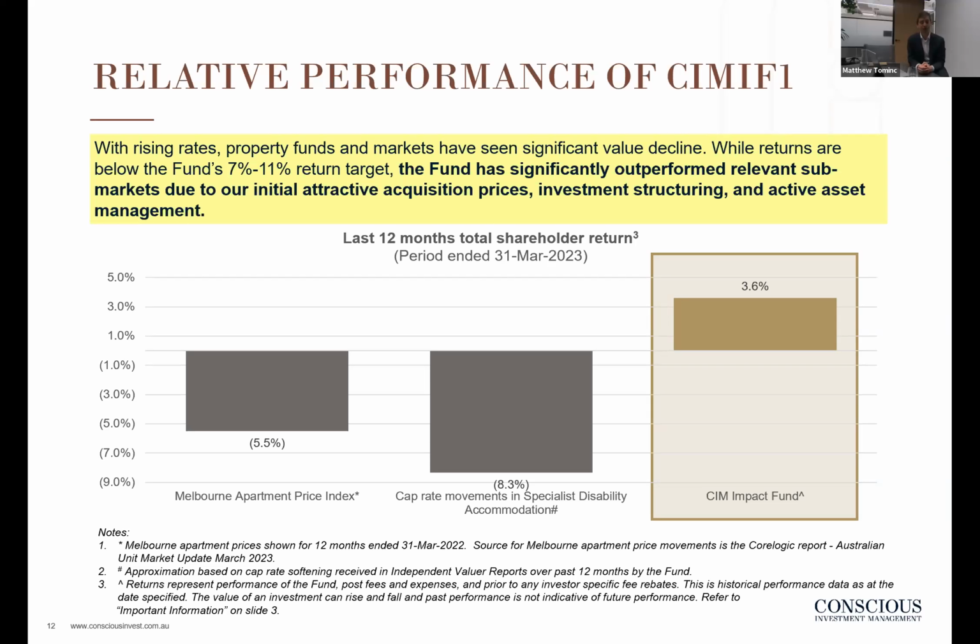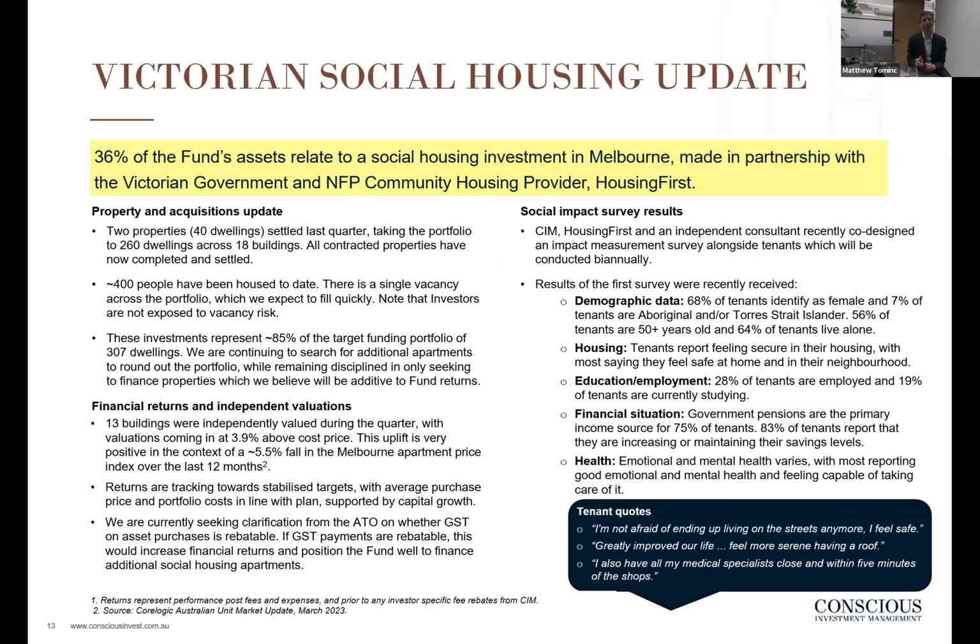We're still confident the fund's going to meet its long-term return targets of 7 to 11%. We're really confident in the assets and know that once the market stabilizes, we're well positioned to grow. Now, as mentioned, 36% of the fund is currently in our Victorian social housing investment. So it's worth doing a deep dive on that, and I'll hand over to my colleague Casey to do that.